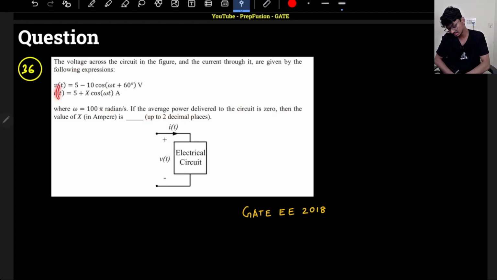Average power 0 means the DC component is sending some power, that is fine because both are of the same sign. But in the AC part, some component has overall negative power. Basically the load is supplying. So overall the average power is 0 somehow. We have to find the value of x if the average power is 0.